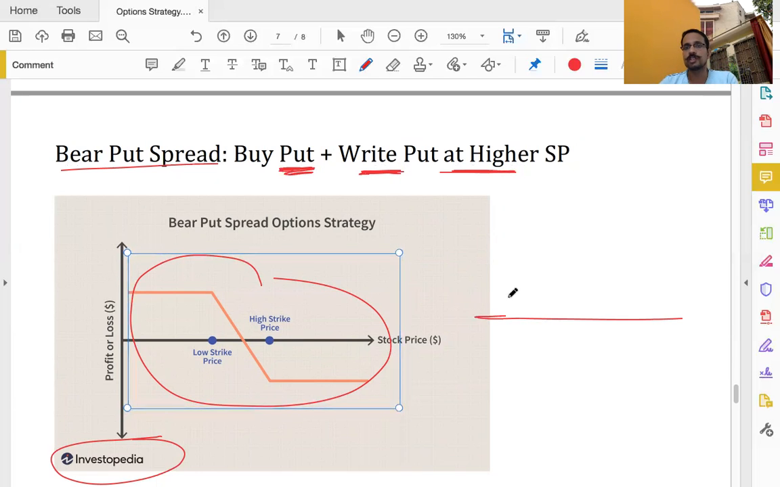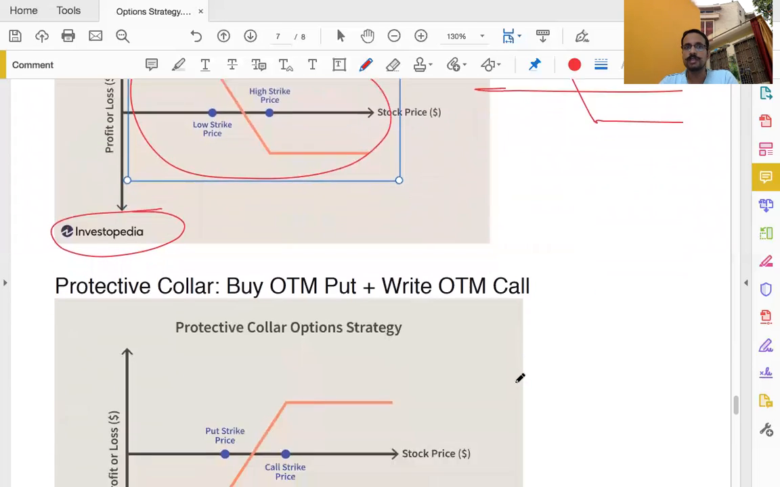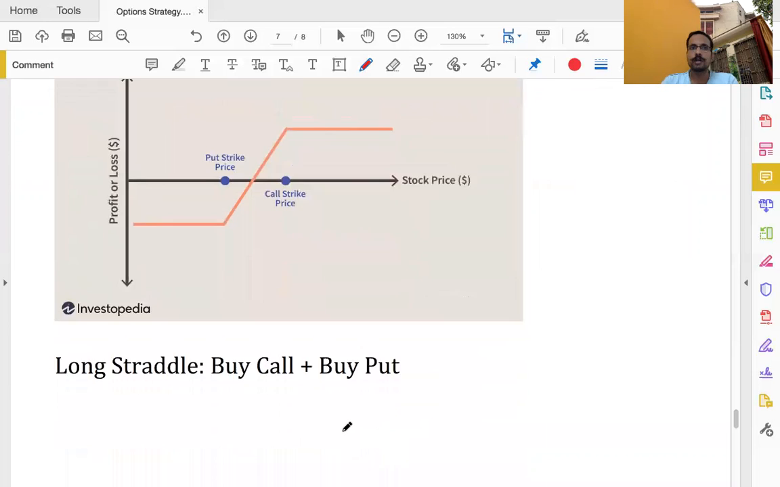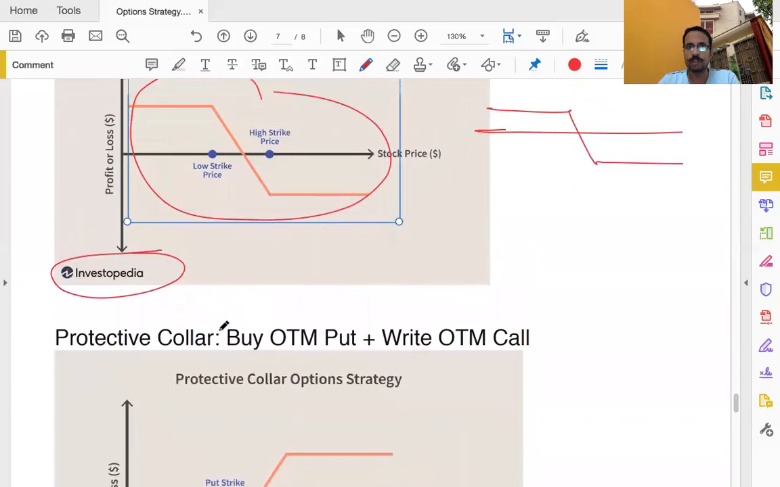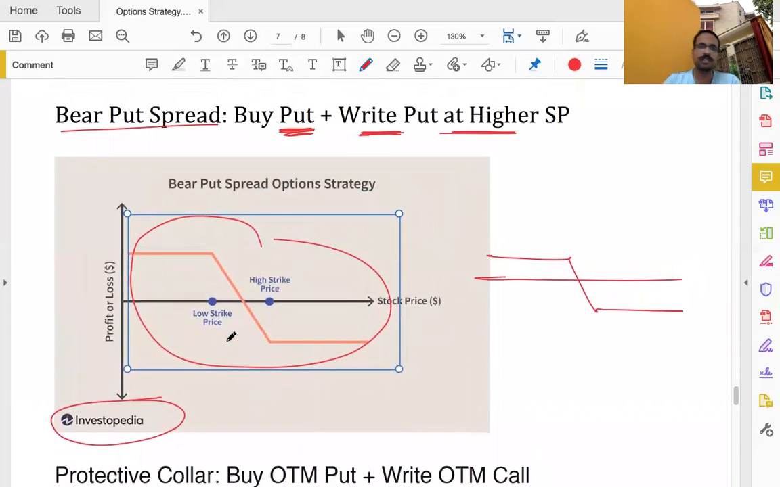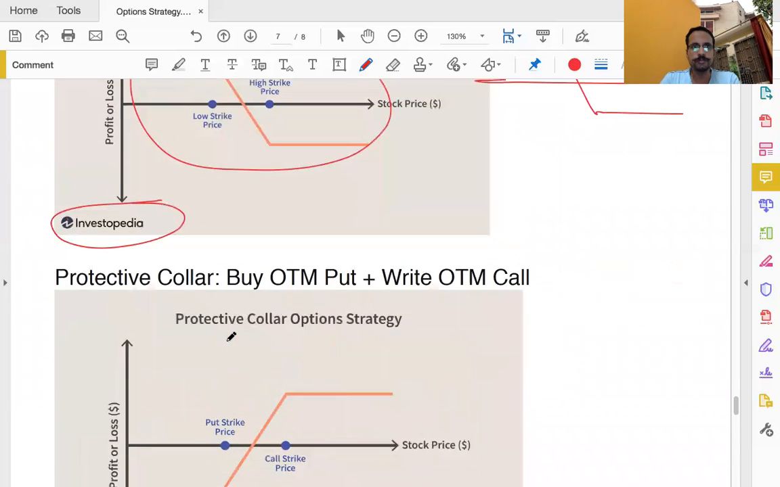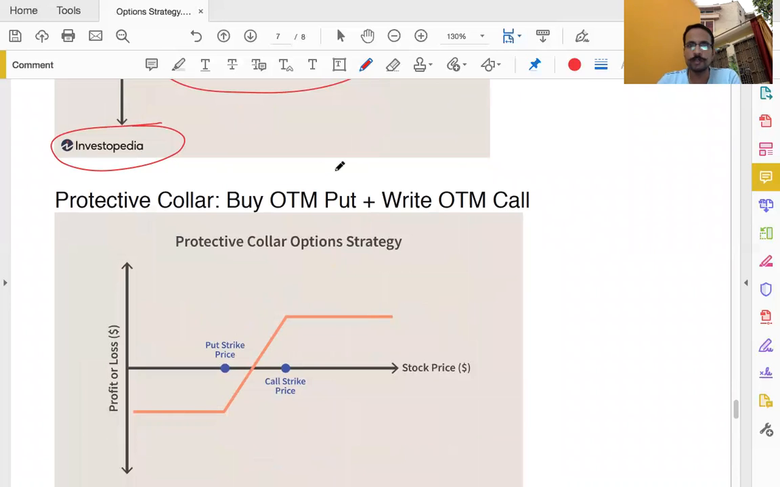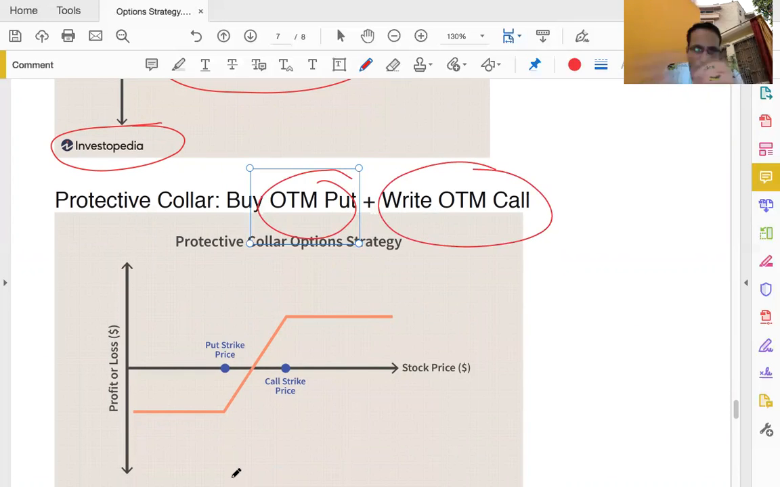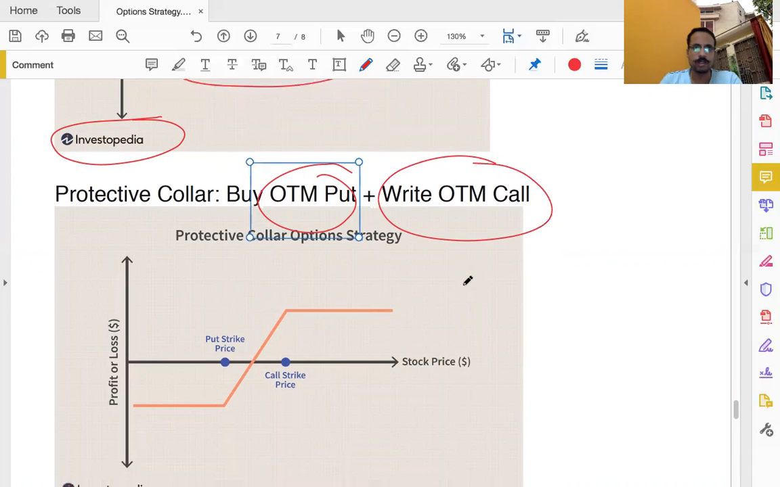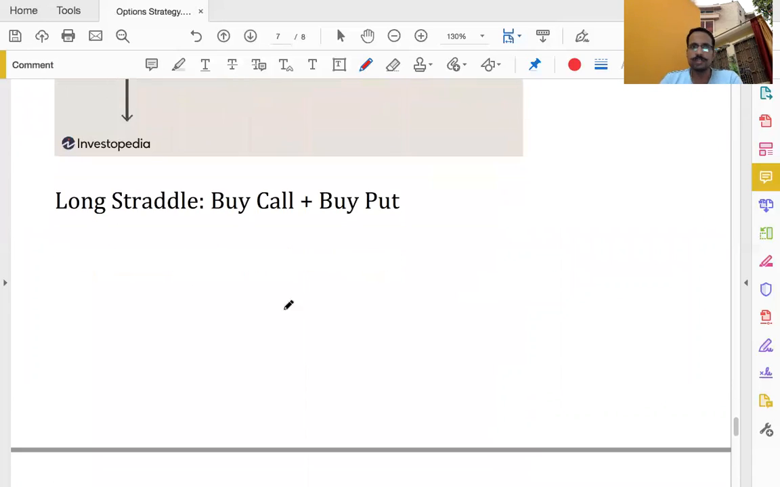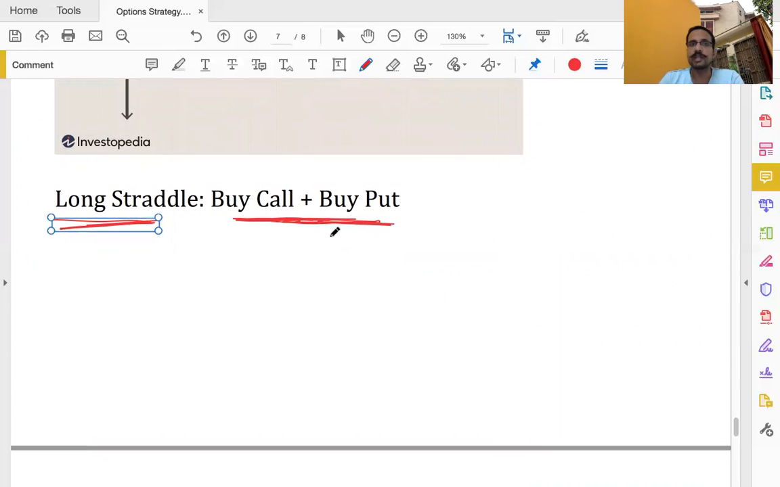So this is going to give you a payoff like this. And similarly, if you have a protective collar, and protective collar is a different hedging strategy, where you are buying an out of the money put and you are writing an out of the money call. So put and call, that becomes your protective collar. Some strategies are like long straddle, where you buy a call and you buy a put.